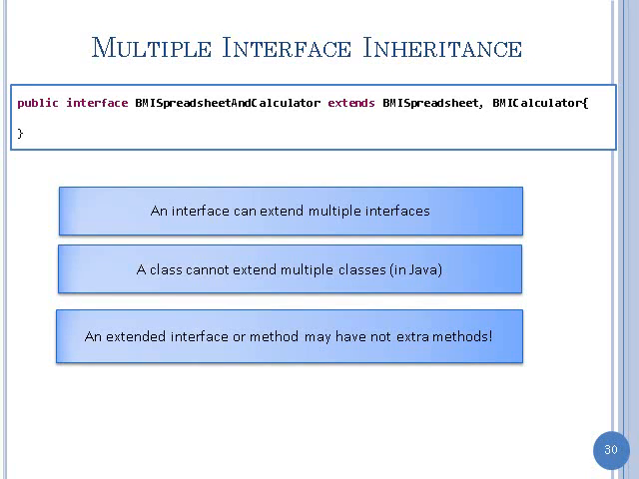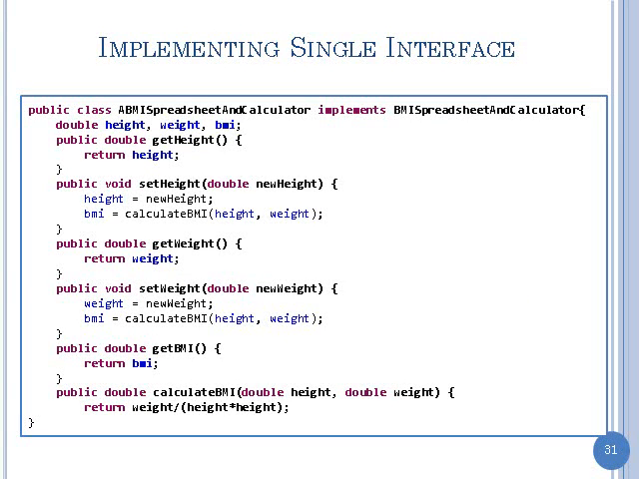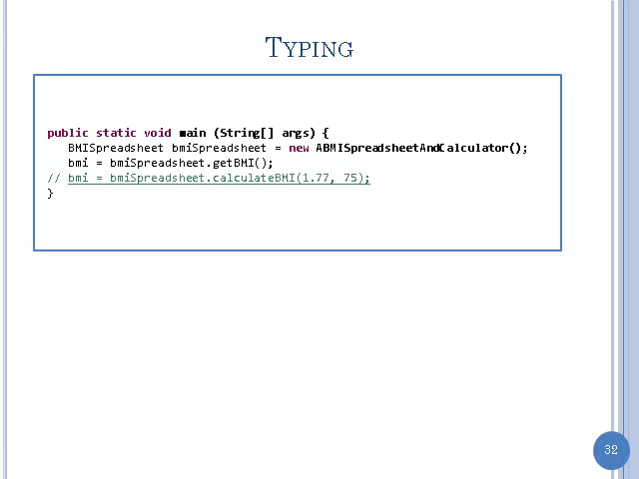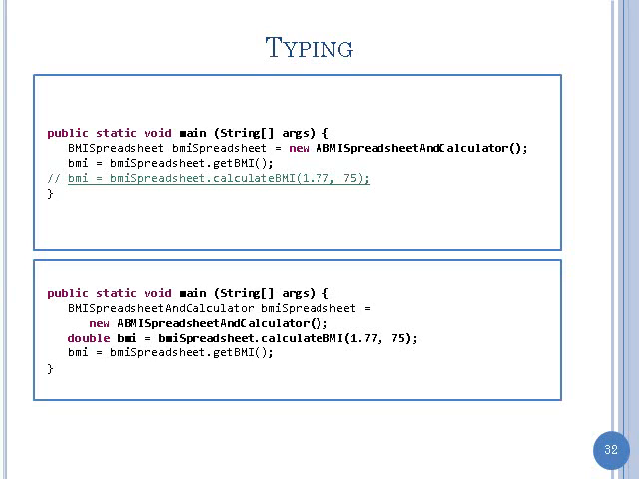So, I can now type a BMI spreadsheet and calculator using this extending interface. And now I can solve my problem. Rather than typing it as a BMI spreadsheet, I type it as a BMI spreadsheet and calculator, and now both of my methods can be accessed. Okay?